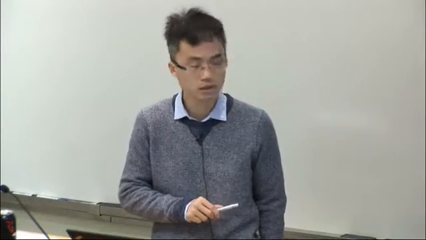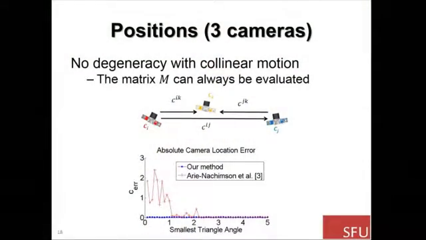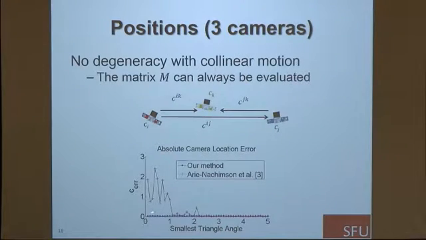And what is really interesting is that the whole computation of this matrix M does not degenerate even when the 3 cameras are along exactly the same line, because both the rotation and the scaling factor do not degenerate when cameras are along the same line. So this enables this method to work with collinear motion. And we actually verified that with experiments. In this chart, the horizontal axis is the smallest triangle angle formed by the 3 cameras. The vertical axis is the position error of the camera centers. So we find that even when the 3 cameras are on the same line, our method won't degenerate.